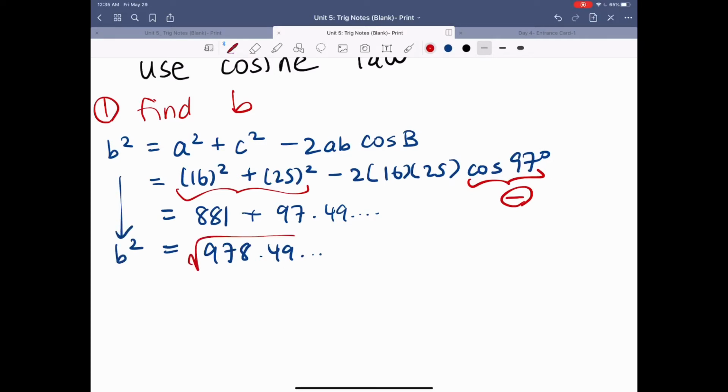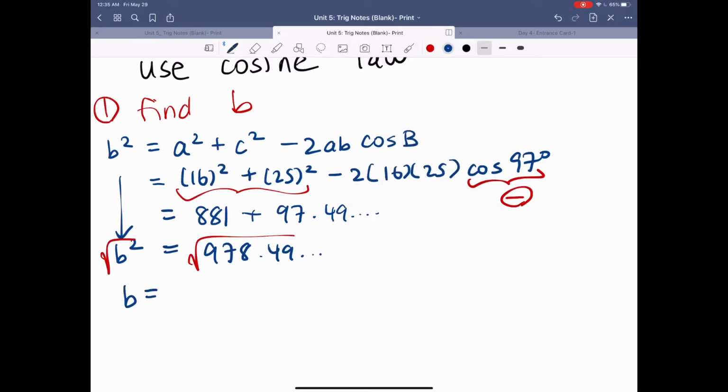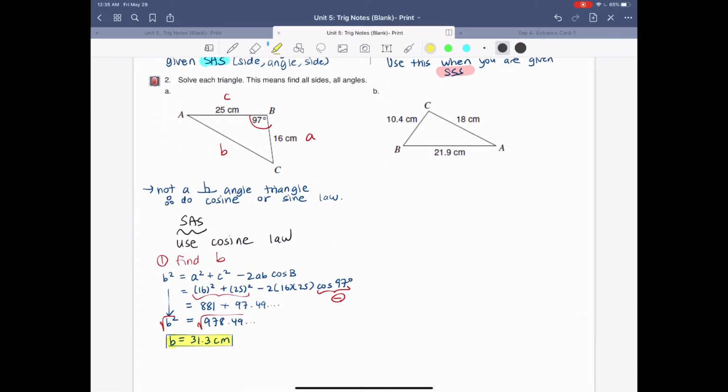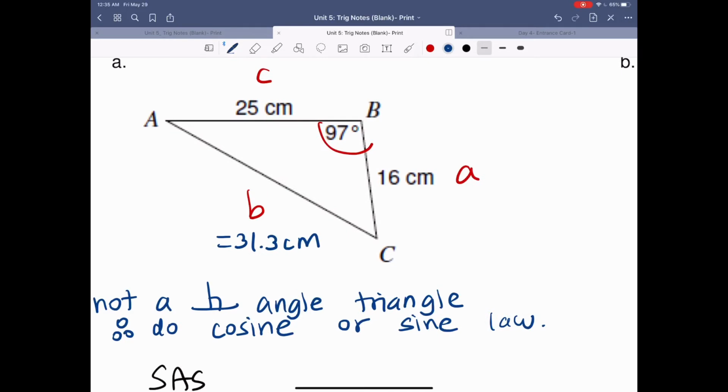I'm going to take the square root of both sides so that I get b is equal to 31.3 centimeters. Okay, so when you're asked to solve for each triangle, we are done this part. I have found my 31.3 centimeters. I still do have to find my angles, right?